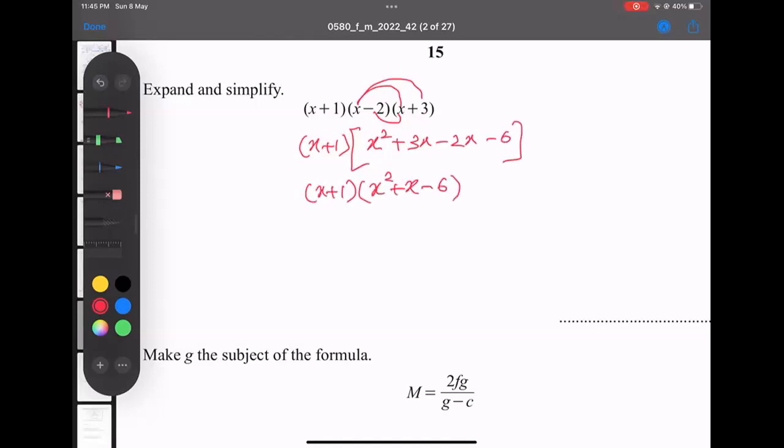The question is not over. Now x times 2x squared, x cube. x times x, I get x square. x times negative 6, negative 6x. Now 1 multiplies each value. So 1 times 2x square, I get 2x square. 1 times x, I get x. And 1 times negative 6, I get negative 6. So these two terms, this and this, if you add them, you get 2x to power 2, and negative 6x plus 1x gives minus 5x, and minus 6 is already there.